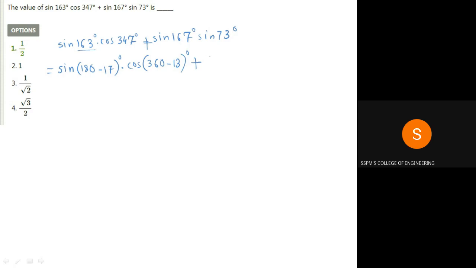So again, sine 167 degree is equal to sine 180 minus 13 degree into sine 90 minus 17. We just replace these numbers by using their nearest proper value, 180 or 360 or 90. So again, now next step.